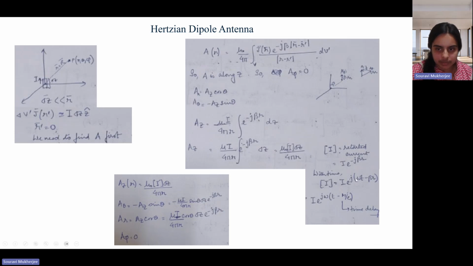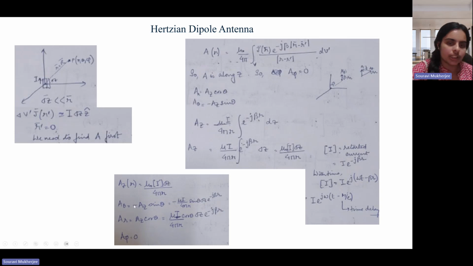And if you write both the time dependence and the position dependence, you would see that it's actually considering the retarded current, right? So it's the current which has started at some point, and as it has traversed, the wave has attained some new phase. And that is what is being given by this e to the power minus j beta r term, right? So you write I into e to the power minus j beta r as your retarded current. Okay, so in that case, this is how your Az looks. And then you can use these relations to find A theta and Ar. Your A phi is 0.